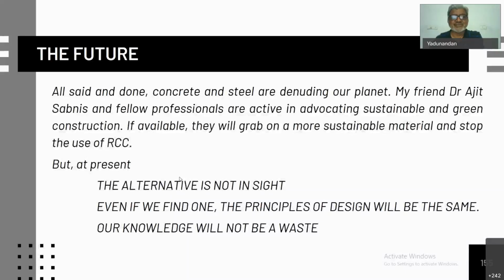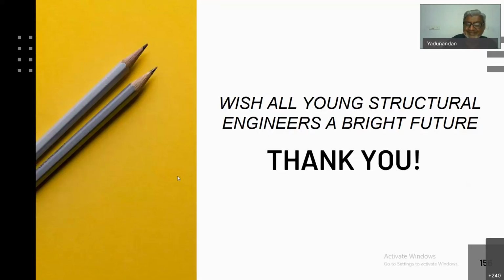So all said and done, concrete and steel are denuding our planet. Dr. Ajit Sabnis and fellow professionals are active in advocating sustainable and green construction. If available, they will grab a more sustainable material and stop the use of R.C.C. But at present, the alternative is not in sight. But even if we find one, the principles of design will be the same. Our knowledge will not be a waste. So I end the presentation with this and open the floor to questions.